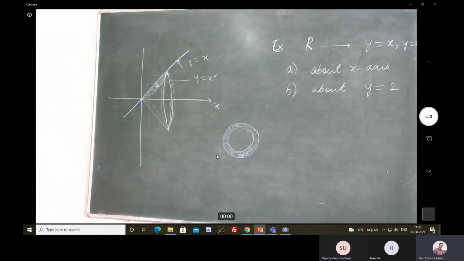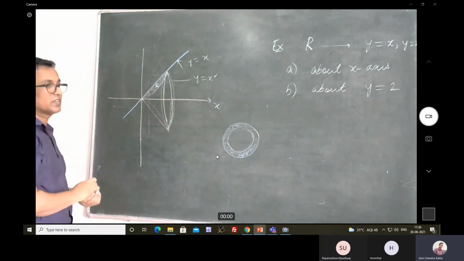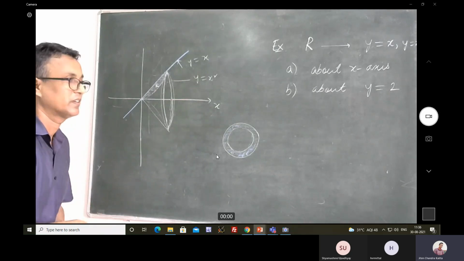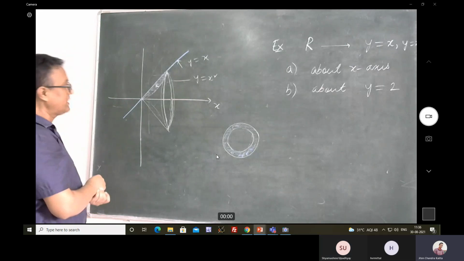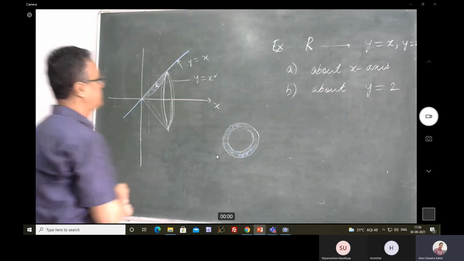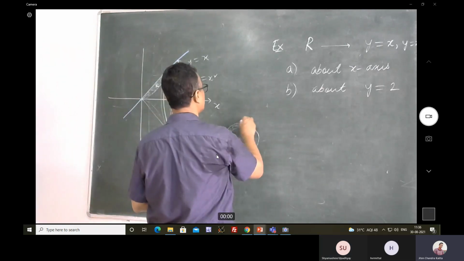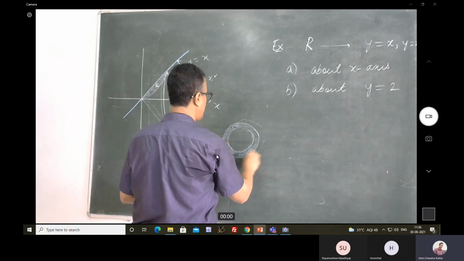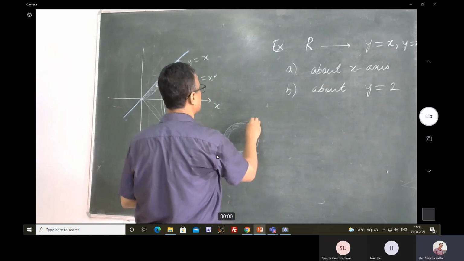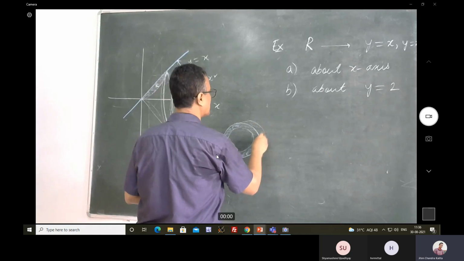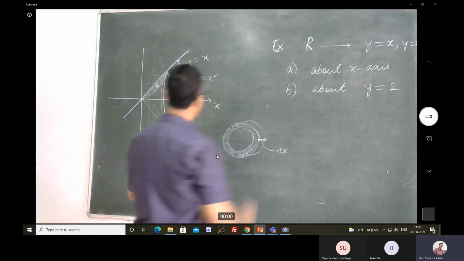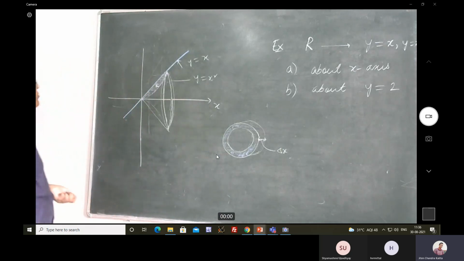It is going to generate something like this. Is it okay? Fine? So then what is going to happen? I'm simply going to take a band like this. This width is delta x, and then I'm going to work it out.